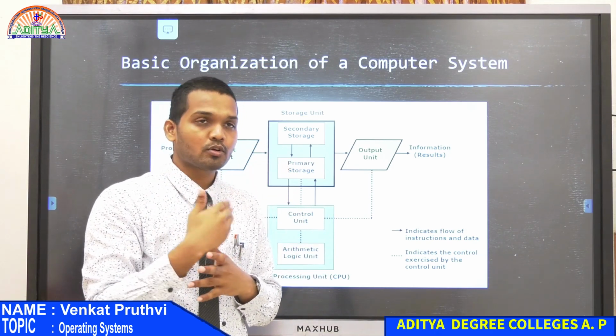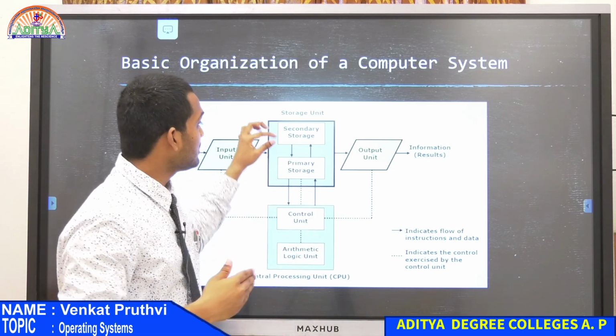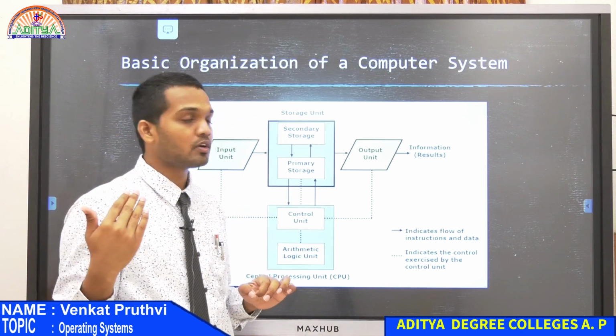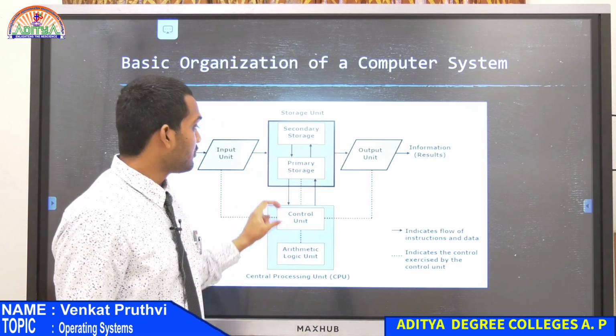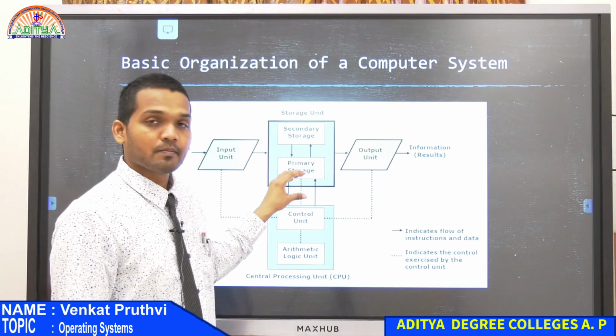If you want to open the Chrome file, then there should be one program that should run, right? So it will just pick up that program from the whole Chrome application folder, and it will send it as a process P2 to the primary storage. Now we have P1 that is waiting in the primary storage and P2, right?